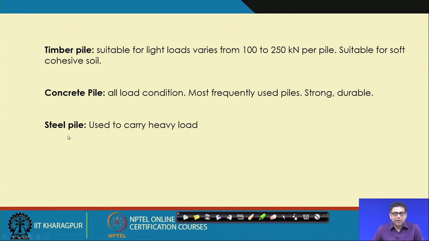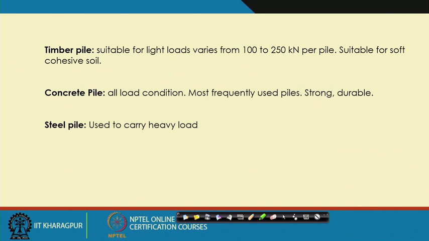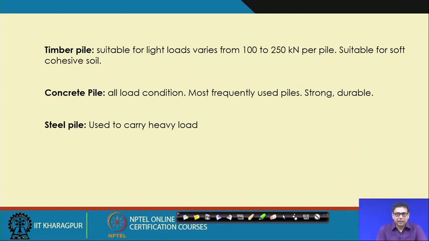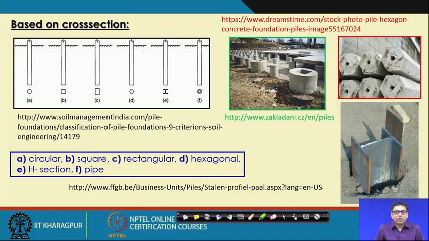Another is the steel pile, which we can use when the load is heavy, but one problem with the steel pile is that corrosion may take place. Okay. So, the corrosion may take place, and that is why we have to take care of the steel pile. And the concrete pile is most frequently used because it is strong and durable. And then the next one, based on the cross section.